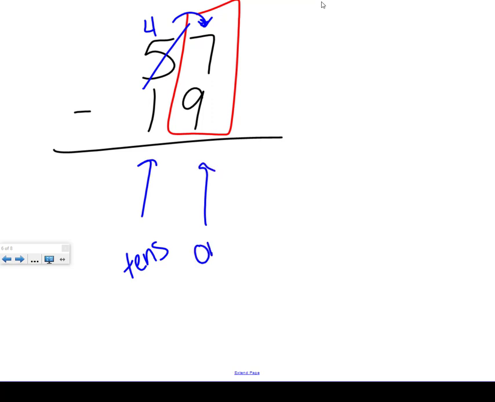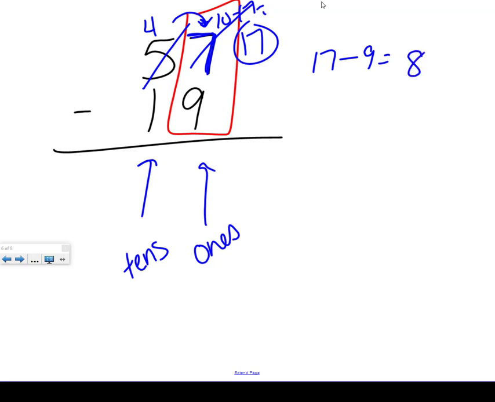So when I borrow something from the tens column and bring it over to the ones column, I end up with 10 little pieces. And notice that I already had 7 to start with, so I have 10 plus 7 now. So this whole part over here became 17. So now I have 17 minus 9 for the ones column, and 17 minus 9 gives me 8. And so here's my 8 right there.